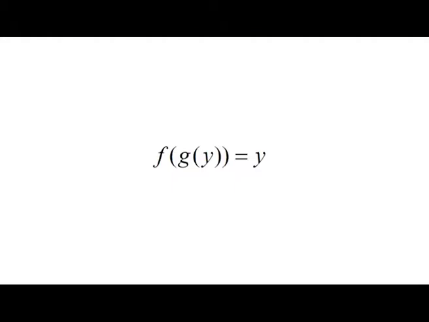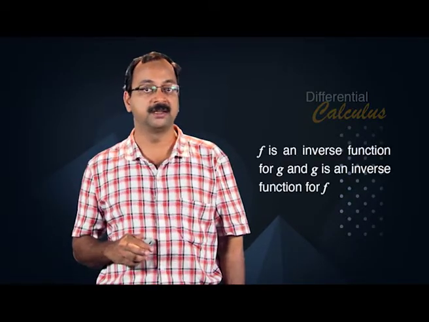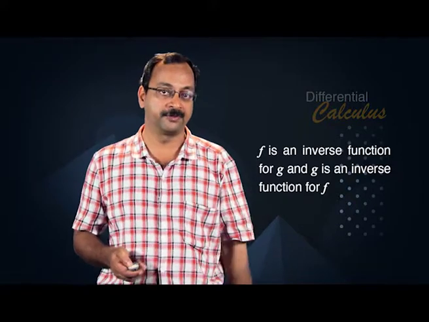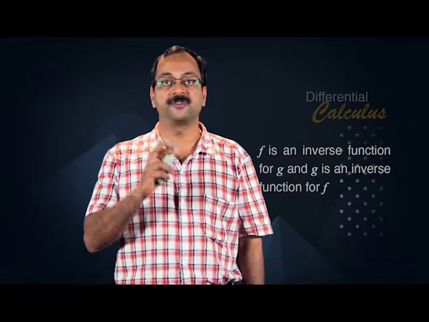Pairs of functions with these two properties are so important that there is a special terminology for them. If f and g are functions that satisfy the conditions g of f of x equal to x for every x in the domain of f, and f of g of y equal to y for every y in the domain of g, then we say that f is an inverse function of g and g is an inverse function of f. We also say that f and g are inverse functions.